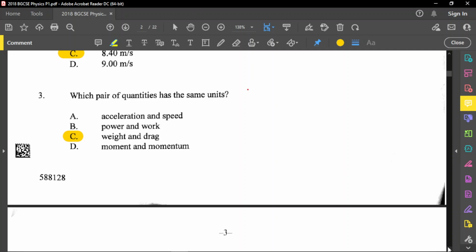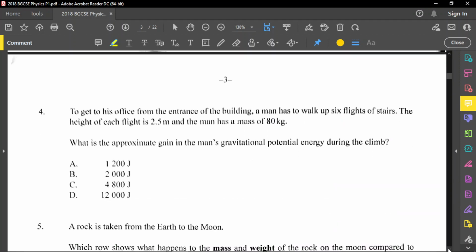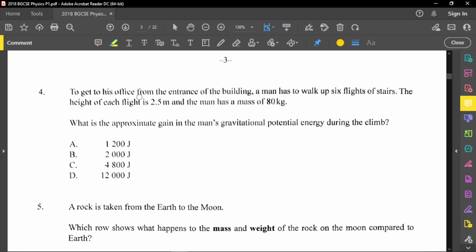Question number 4. It said to get to his office from the entrance of the building, a man has to walk up 6 flights of stairs. So let's mark this down: he walks 6 flights of stairs. It said the height of each flight is 2.5 meters, so each flight is 2.5 meters, and the man has a mass of 80 kg. It asks what is the approximate gain in the man's gravitational potential energy during the climb?